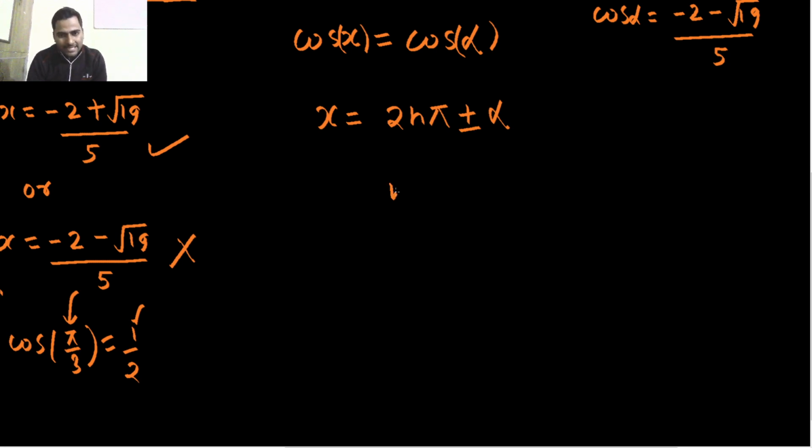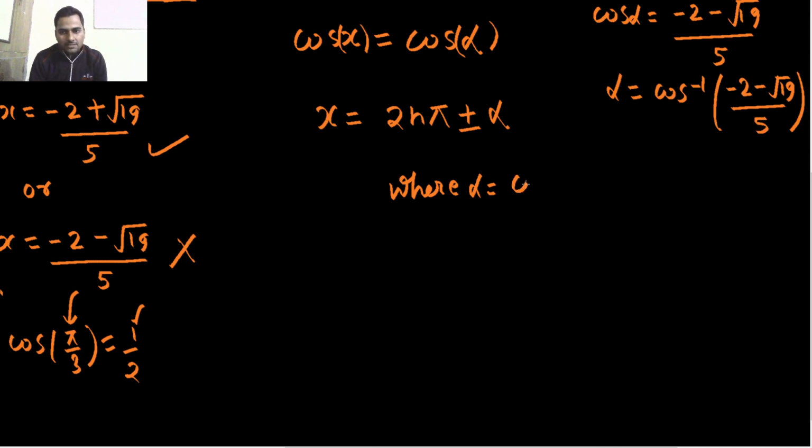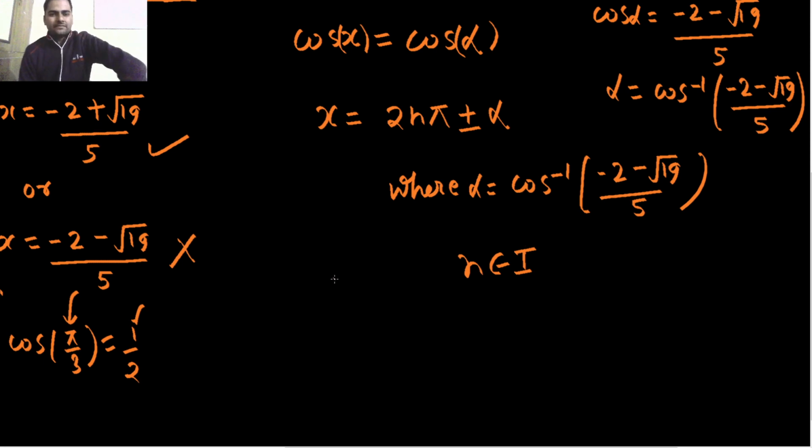Now you have to mention where alpha equals. Now how to find alpha from here? If you send cos to the other side, it becomes cos inverse. Now this is something you have to learn, but for the timing just see that if you keep alpha on the LHS and send cos to the other side, this becomes cos inverse of this. So alpha is cos inverse, and n is an integer. So this is the answer we got for this problem: x equals 2n pi plus minus alpha, where alpha is cos inverse of minus 2 minus under root 19 by 5.